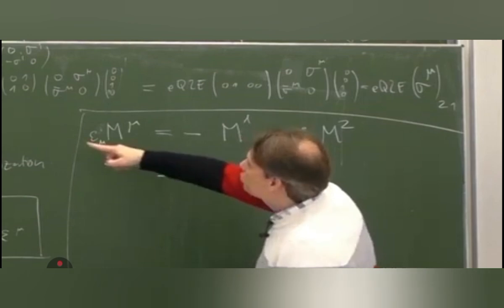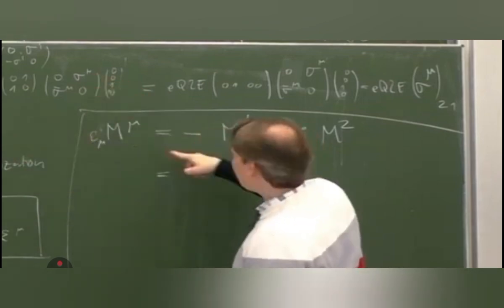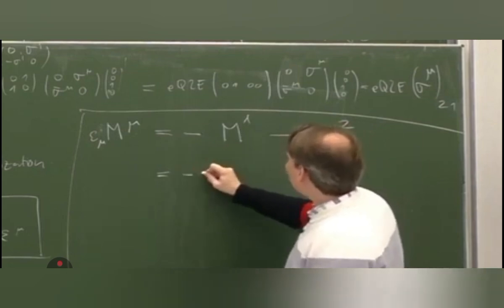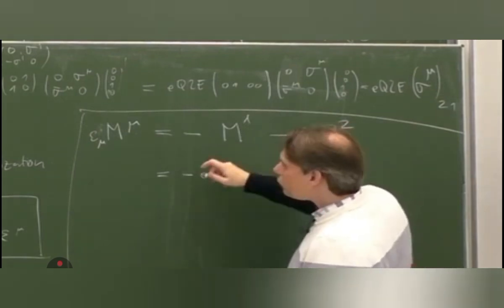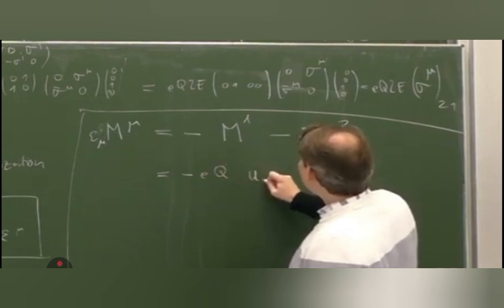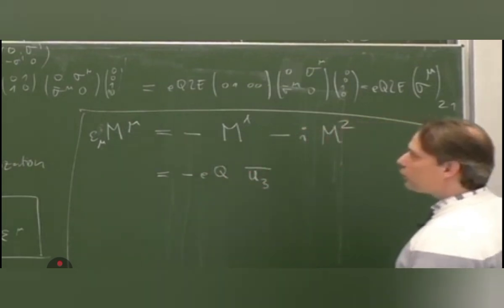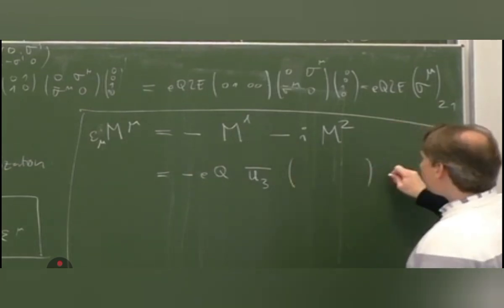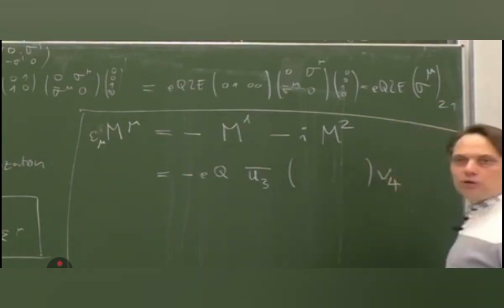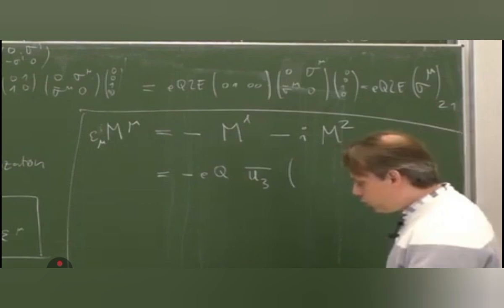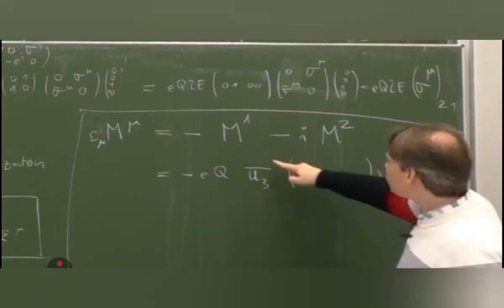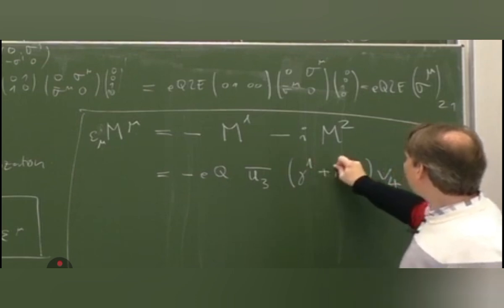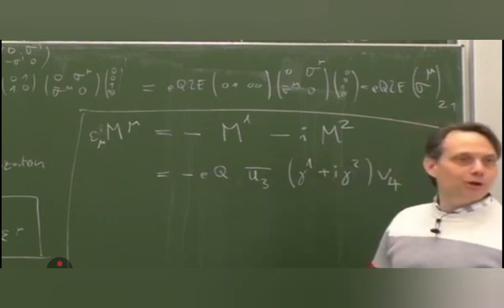So the muon has a similar structure as this one with e times q times the spinors. And so here we have now minus e times q. Then we have the spinors. We have u3 bar for the outgoing mu-. And then we have here in between gamma matrices, and then we have v4 for the outgoing mu+. And in between, we now have gamma matrices, but we have specifically the combination gamma 1 matrix plus i times gamma 2 matrix. That is what we have.